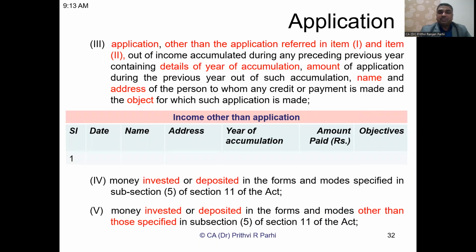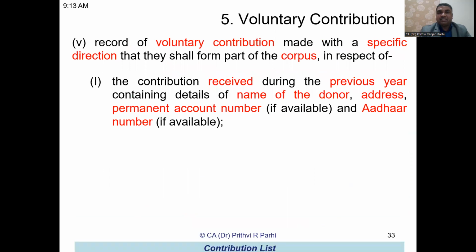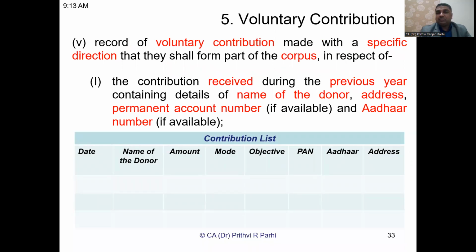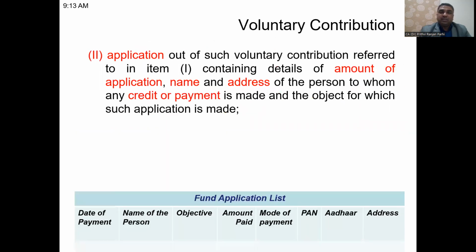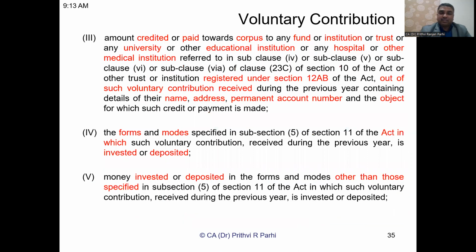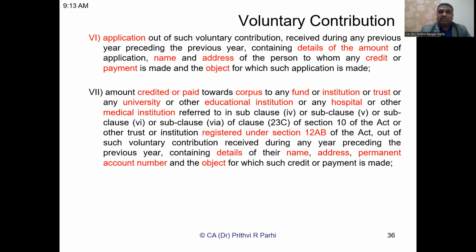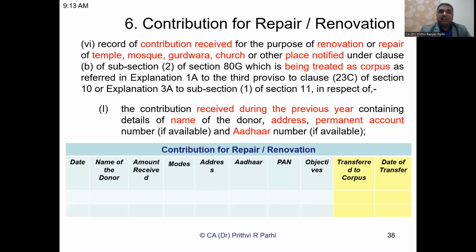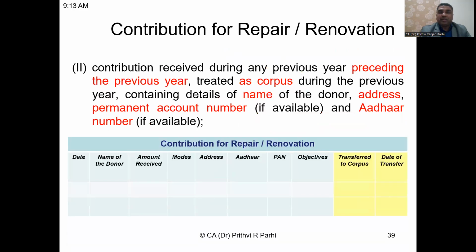Income other than application, the format can be designed like this. Voluntary contribution, these records can be kept in this format. Fund application list, records can be kept in this format. Okay, similarly, contribution for repair and renovation; this format might be useful. Provisions are also shown. Contribution for repair or renovation; this format shall be useful. You can have a look.